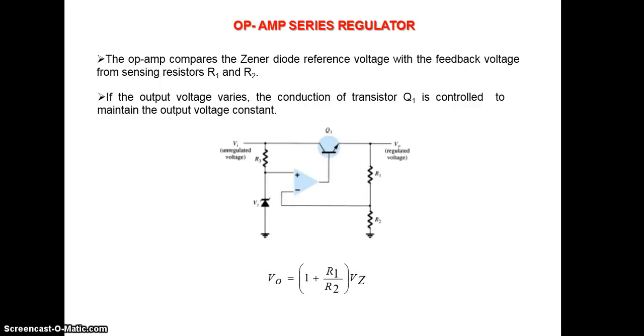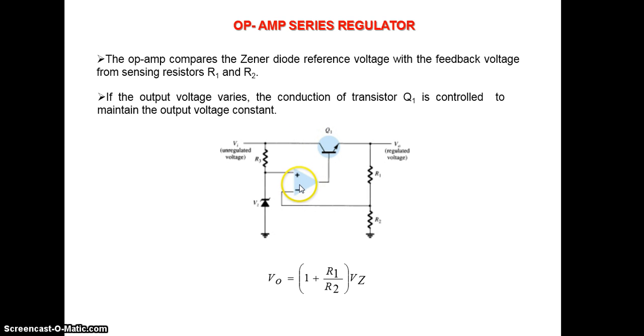Now next is a series regulator using an operational amplifier. The two series regulators we discussed so far use transistors, but this one uses an operational amplifier. This is the circuit diagram. It consists of an operational amplifier acting as a comparator. You have VZ, a reference voltage provided by the Zener diode. The transistor will be the control element over here.